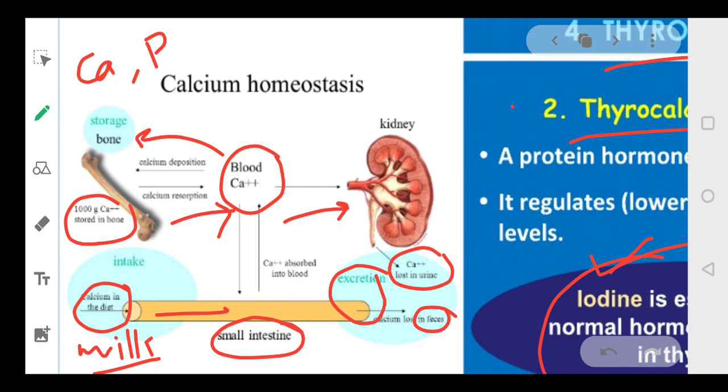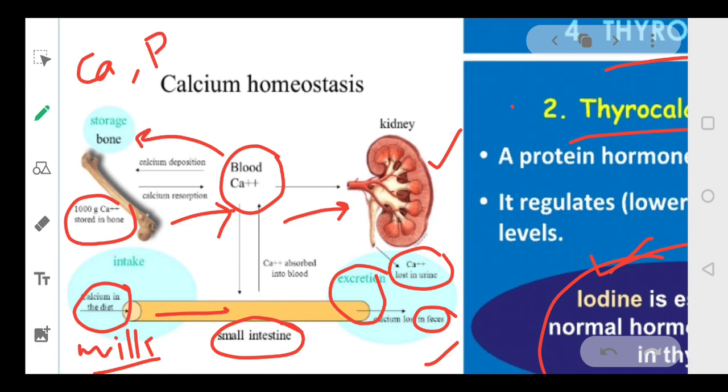So the calcium ions that we are taking in the diet are stored in the bones. And whenever there is an excess quantity of calcium ions, it is removed out of the body in the form of urine as well as in the form of feces.